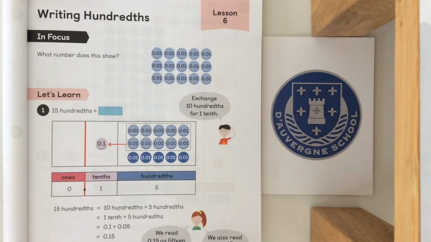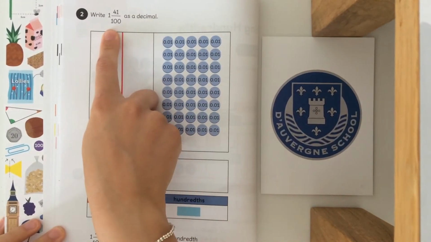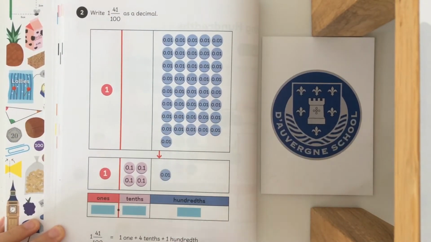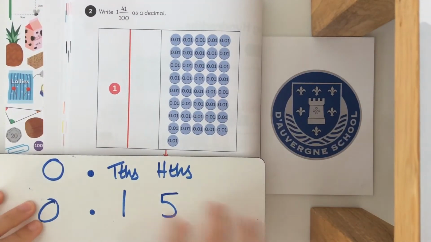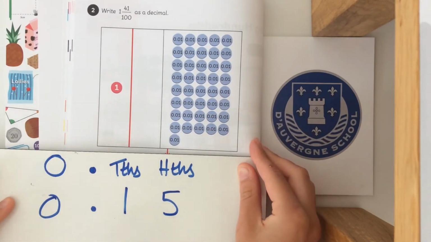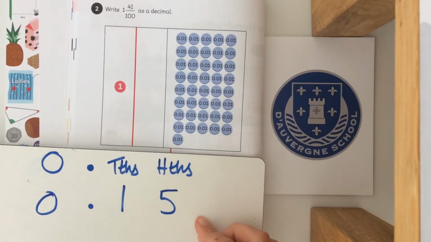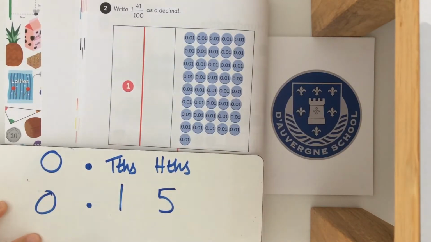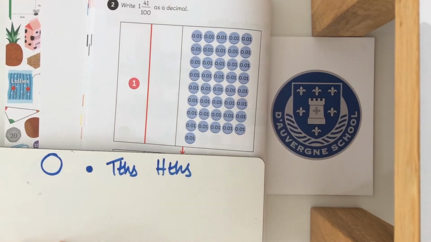Okay, let's see if we can apply that to this question here. Write 1 and 41 hundredths as a decimal. Okay, so your job here, if you remember from the last question, is to regroup these hundredths here into tenths. How many tenths can we regroup those 41 hundredths into? So you can use your 10 times tables for this. Pause the video now whilst you see if you can work that out.